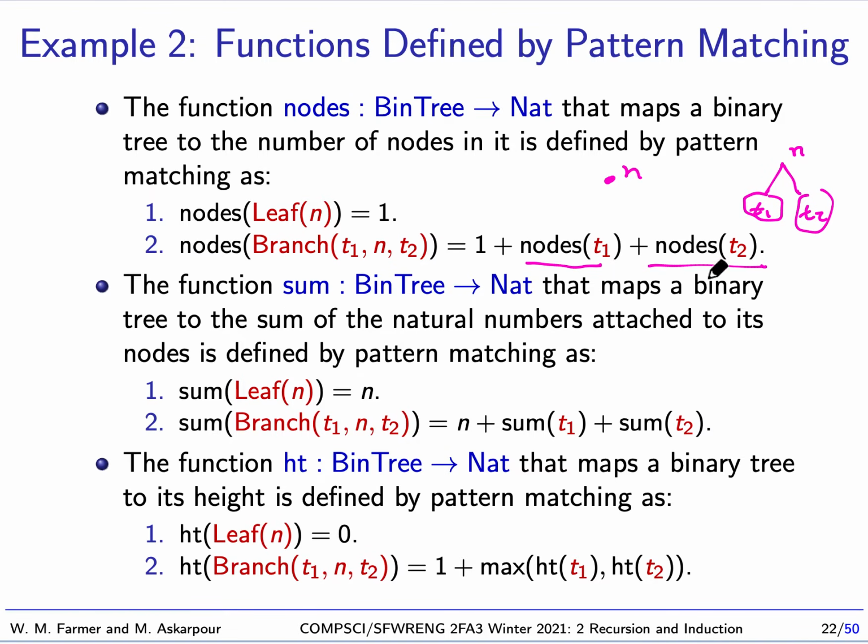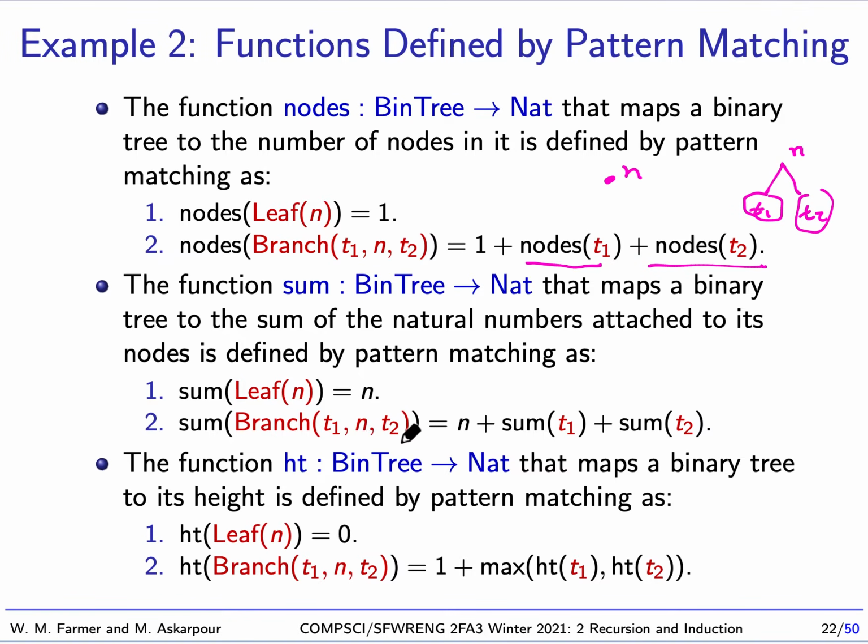The function sum sums up all the natural numbers of these trees. And it's defined again by the same patterns. Sum of leaf of n is just going to be n. That's the natural number that would be attached to a leaf node.